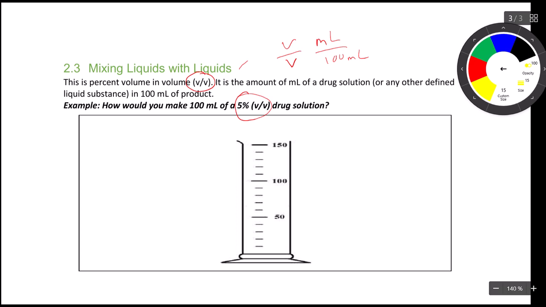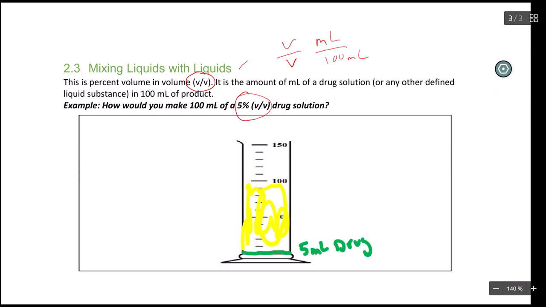How does that look? Again, we would put 5 mLs this time instead of 5 grams, and we would QS. Let me draw that so that it's consistent here. We would put 5 mLs of drug. And then we would QS all the way up to that 100 ml mark with our solvent or solution. This is how we make a 5% volume in volume solution.